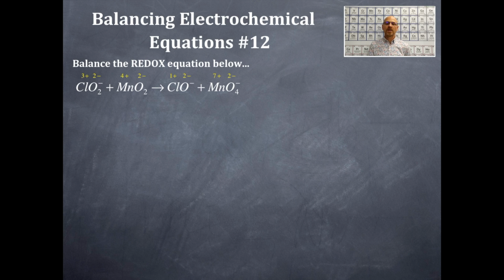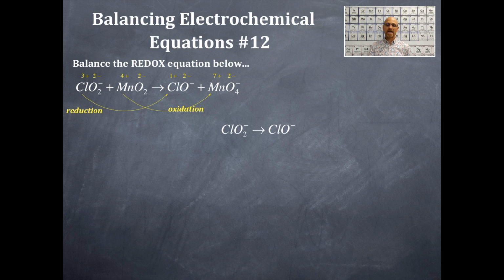Now from this, we're going to decide what 2 elements change in oxidation number. It is most certainly the chlorine and the manganese. The chlorine here is a reduction. It's going from a 3+ to a 1+. That's a decrease in oxidation number. Then the manganese is going from a 4+ to a 7+. That's an increase in oxidation number. That is oxidation. So what we're going to do is write our 2 half reactions.